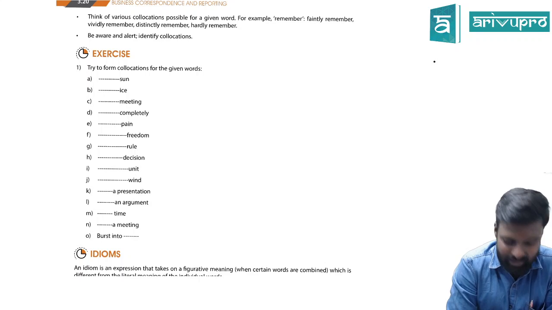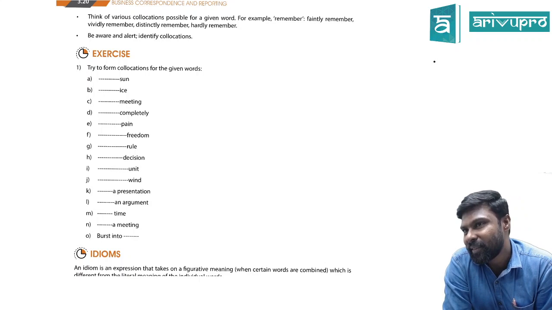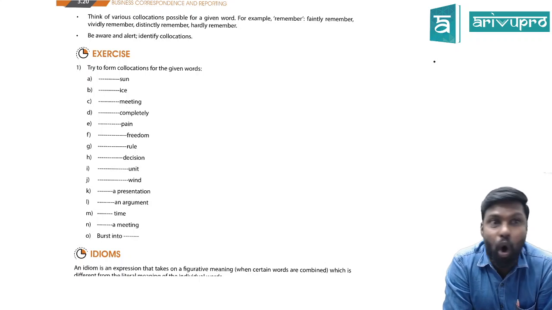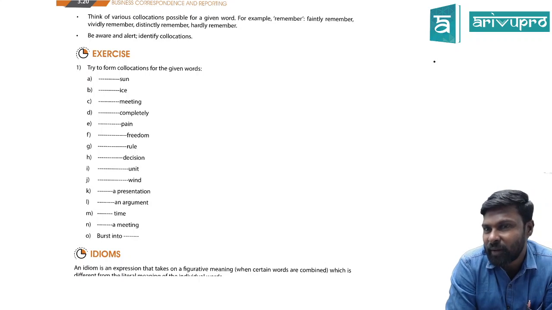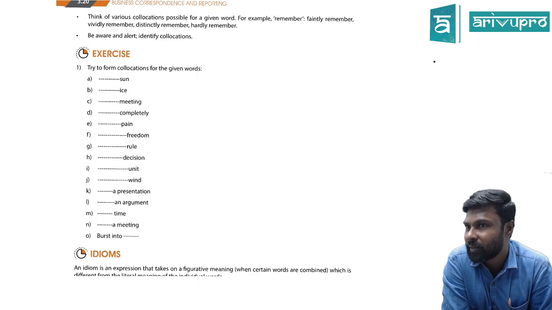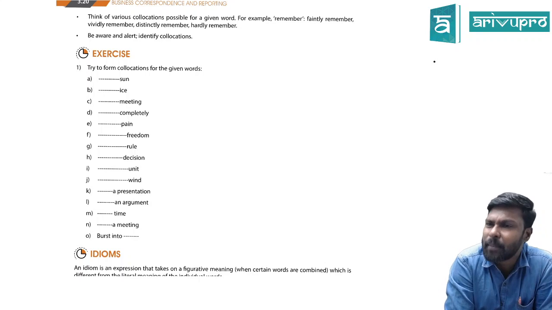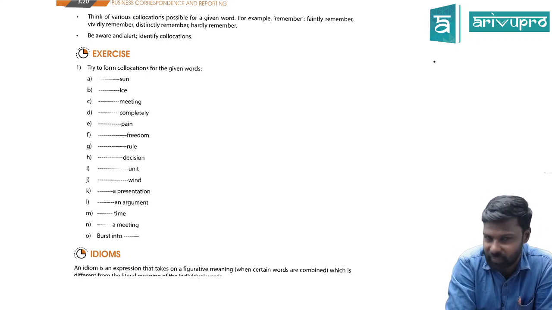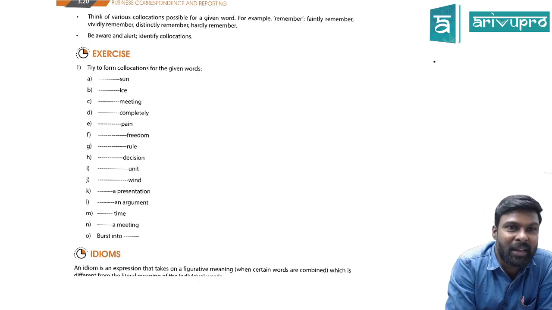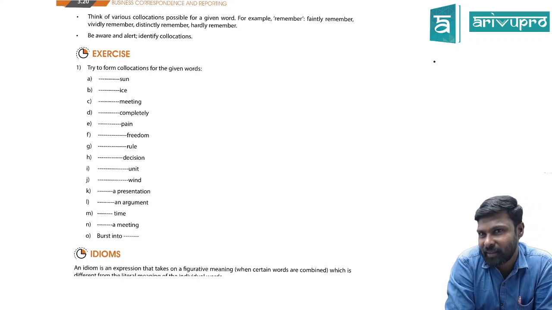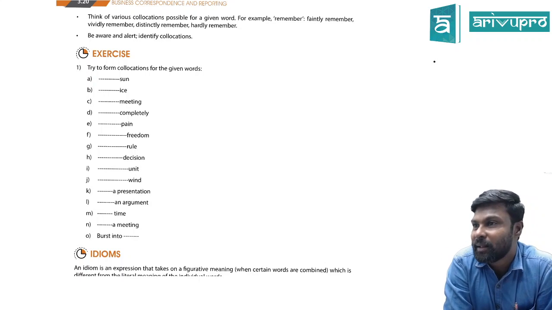Right? Next one, time. On time, in time, over time. Anything else? Valuable time can also be possible. Spend time. Save time, yes. Next one, a meeting. Organize a meeting, call off a meeting, attend a meeting. All these are possible. And the last one, burst into laughter.